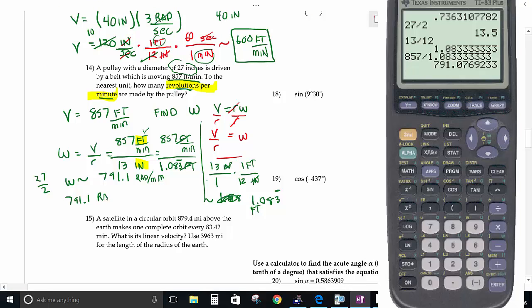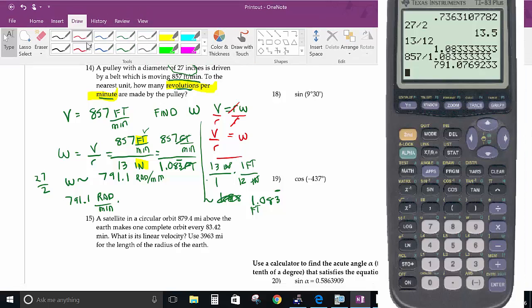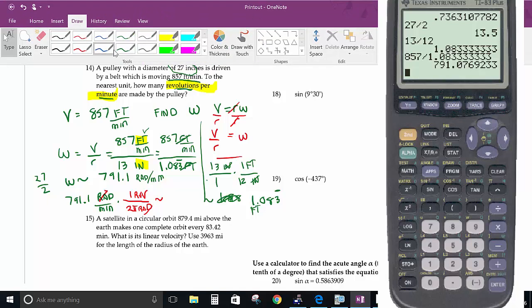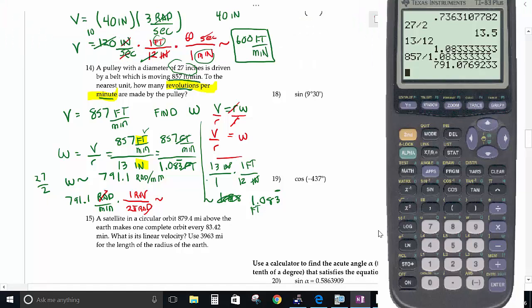791.1 radians per minute. We don't want radians, so what we're going to do in our unit conversion is we're going to multiply that by, we know that there are 2 pi radians per 1 revolution. Okay, now just by doing that one step, what you've done now is you have your answer in revolutions per minute as you were asked for. Okay, so now we just need to go to the calculator.